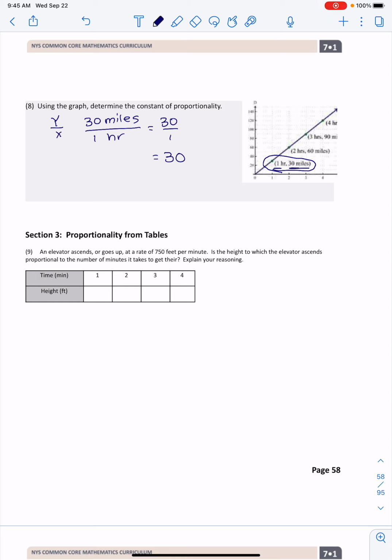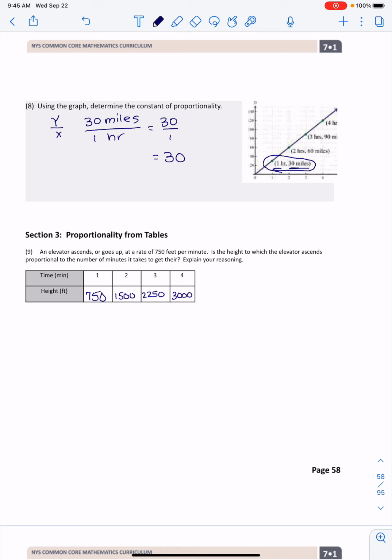Our next question says, an elevator ascends, or goes up, at a rate of 750 feet per minute. Is the height to which the elevator ascends proportional to the number of minutes it takes to get there? And explain. Well, if it's 750 feet per minute, 750 feet goes here for 1 minute. So for 2 minutes, it's 1,500. 3 minutes would be 2,250. And for 4 minutes, it would be 3,000 feet.